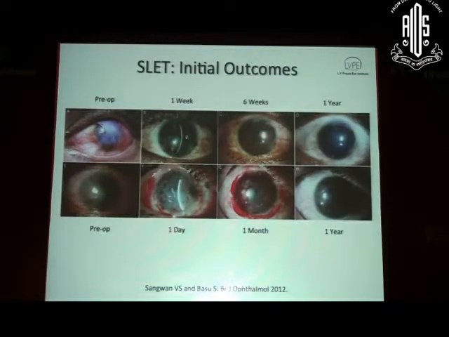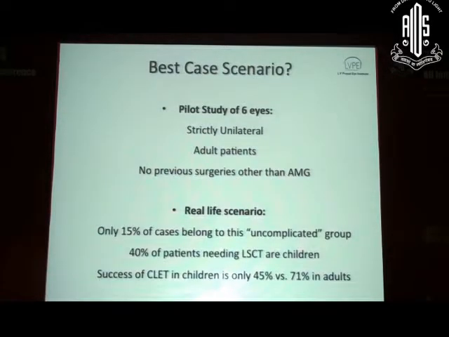So initially we had published our results in 2012. These are pre-op photographs, and this is a time course showing how these eyes heal. And you can find at the end of 1 year, most of them will have a clear cornea and the surface will have epithelialized. One criticism of the initial publication was that it only dealt with patients who had good prognosis and not with complicated situations where patients had previous surgeries or had lid problems, etc.